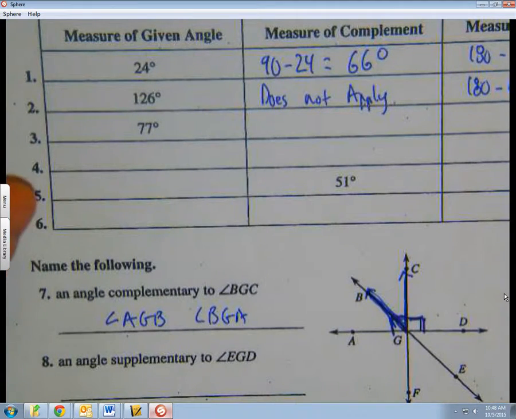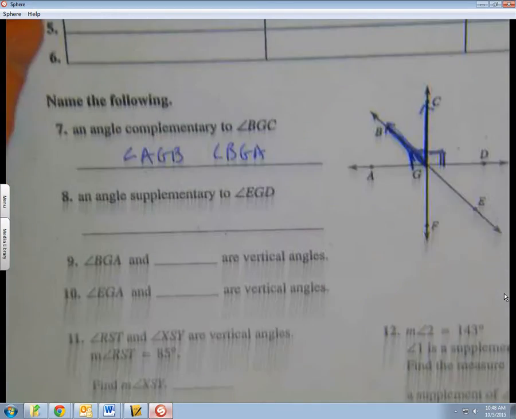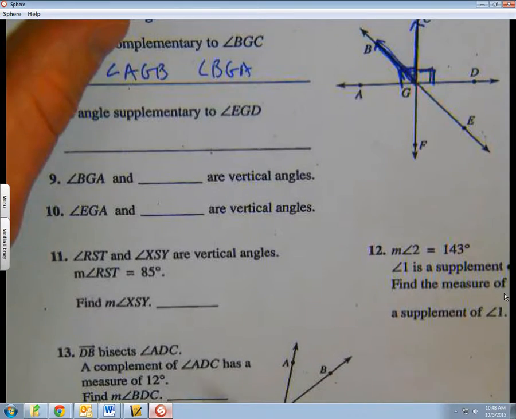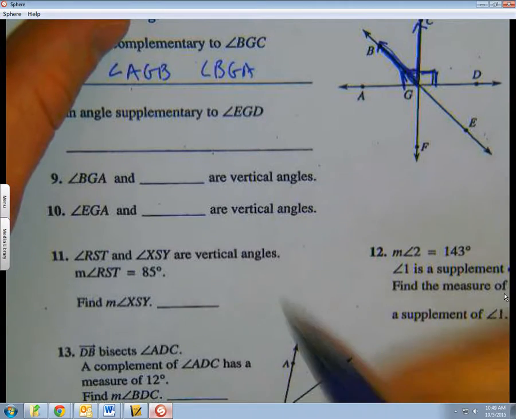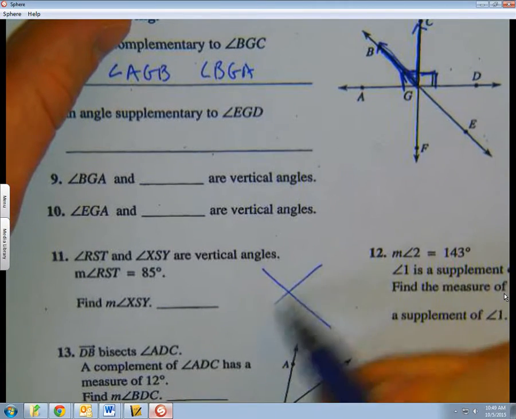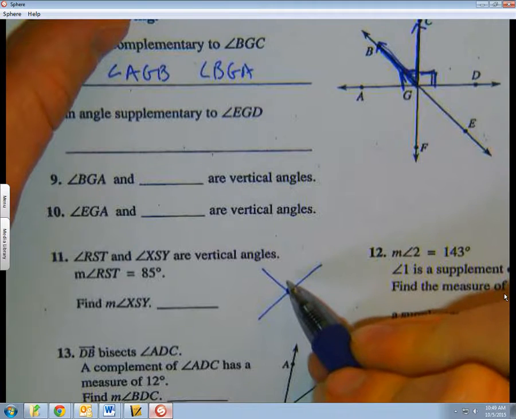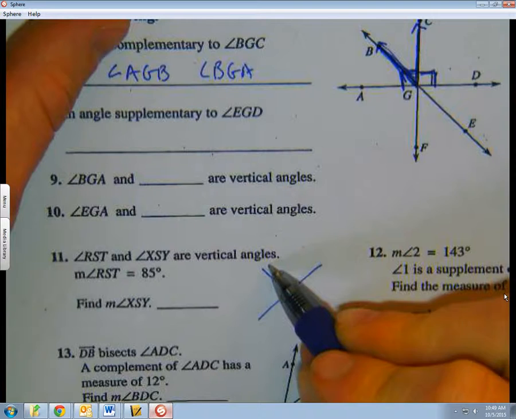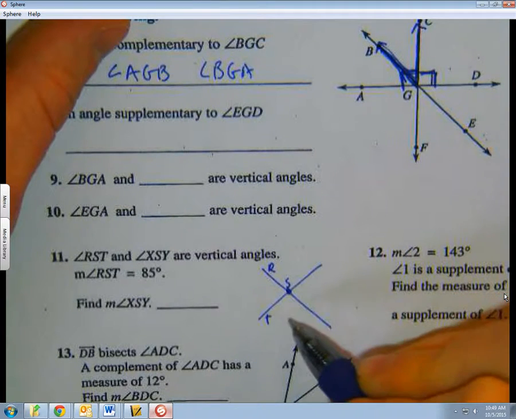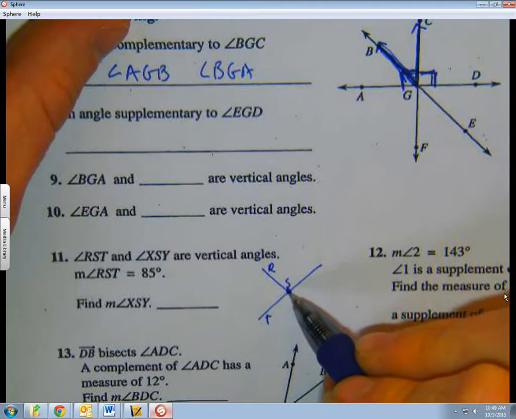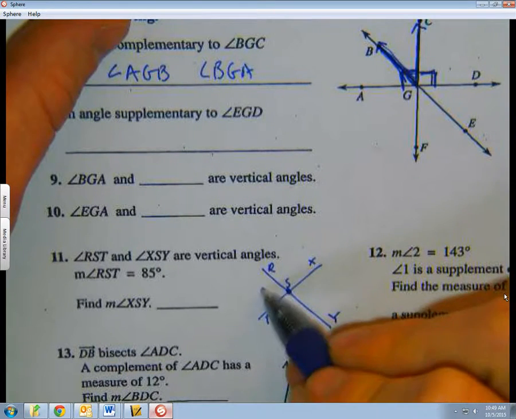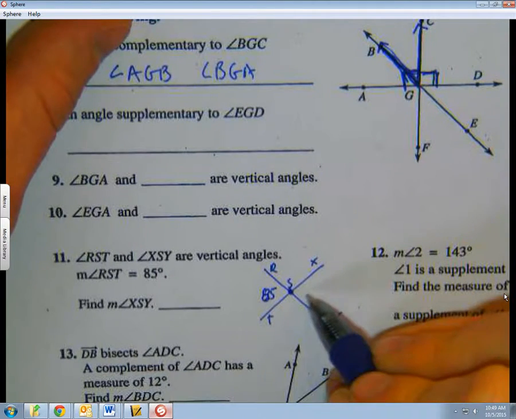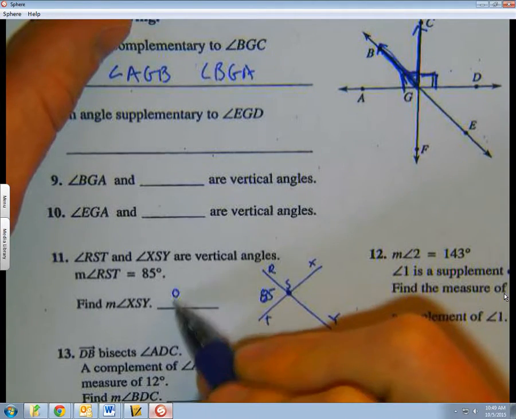Boom, boom, boom. Again, picture time, RST and RSY are vertical angles. So I would draw that. S is in the middle. RST and XSY, those are vertical. RST is 85. So this has to be 85 degrees. Okay.